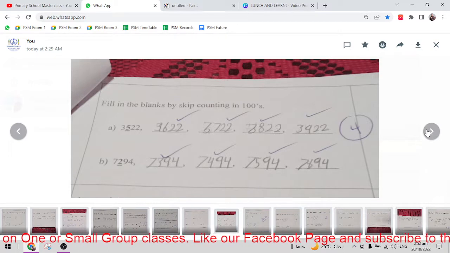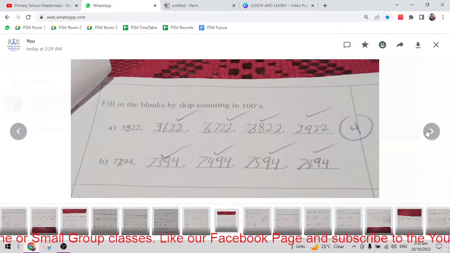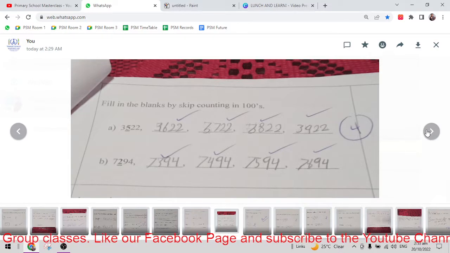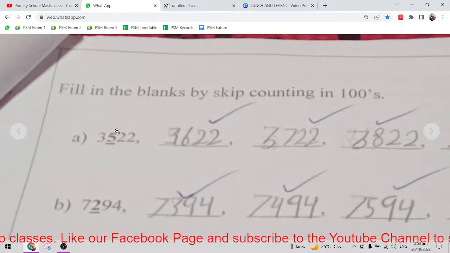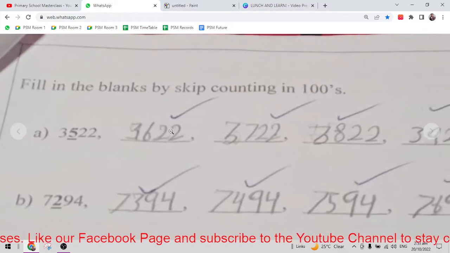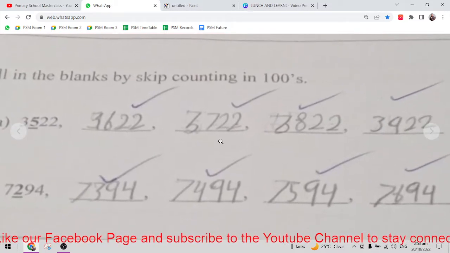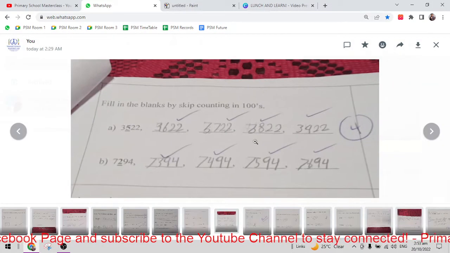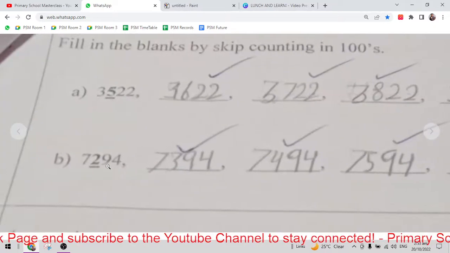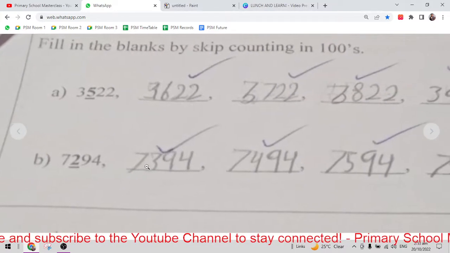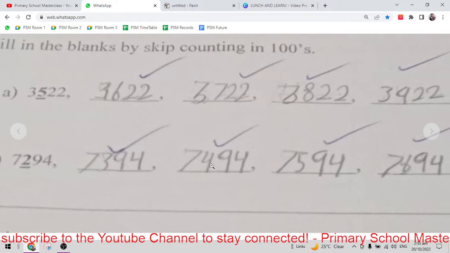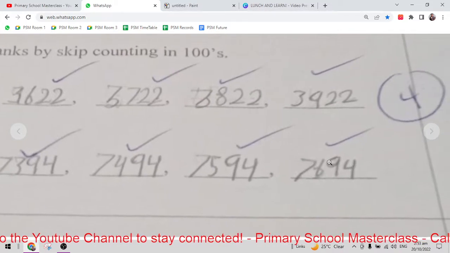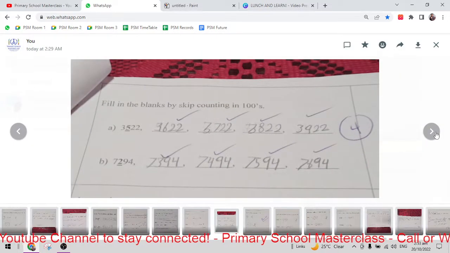Fill in the blanks by skip counting in 100s. So we have 3,522, 3,622, 3,722, 3,822, 3,922. Awesome. Then we have 7,294, 7,394, 7,494, 7,594, 7,694. Pretty easy, full marks.